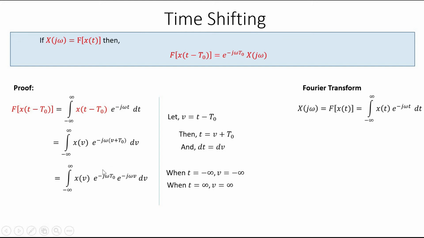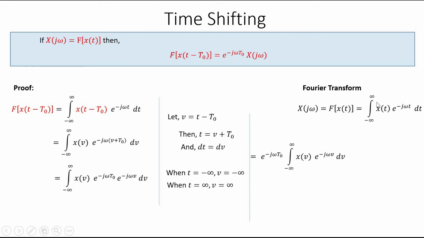So if you are looking here, this e raised to minus j omega t0 is a constant. Omega is constant, t0 is constant, because the integral is with respect to v. So we can take it outside. So this term can be taken outside. First is the integral from minus infinity to infinity of x of v e raised to minus j omega v dv.